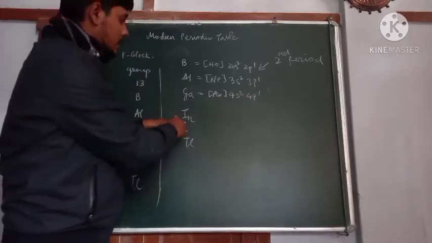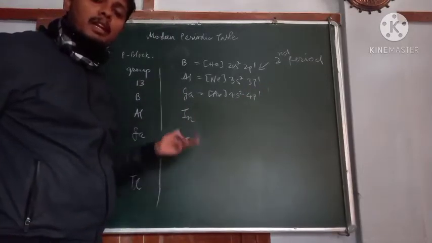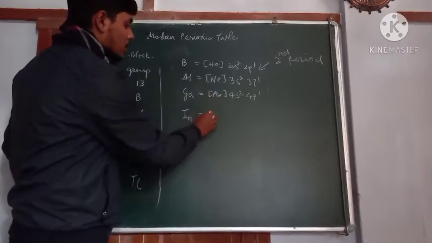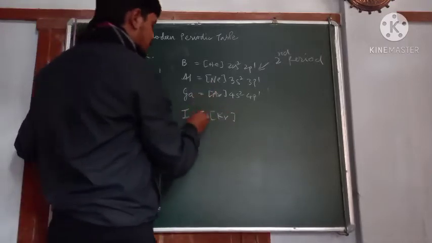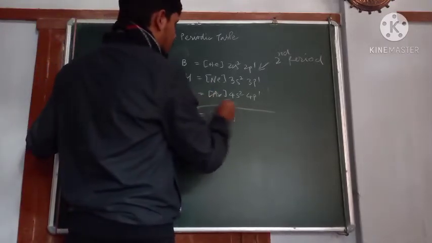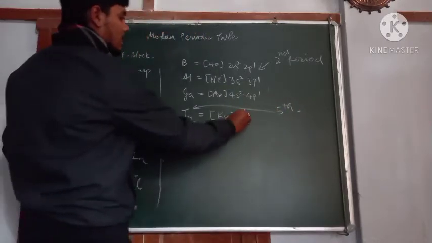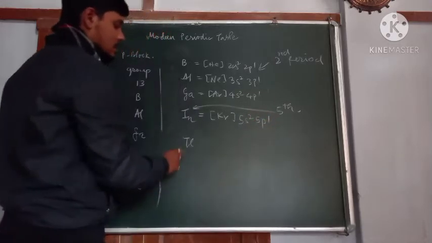Let us now see for indium. Indium is in which period? Indium is in the 6th period? What comes after argon in the 6th period? Krypton. So since it is not the 5th, not the 6th, indium is in the 5th period. Then it will be 5s2 5p1.